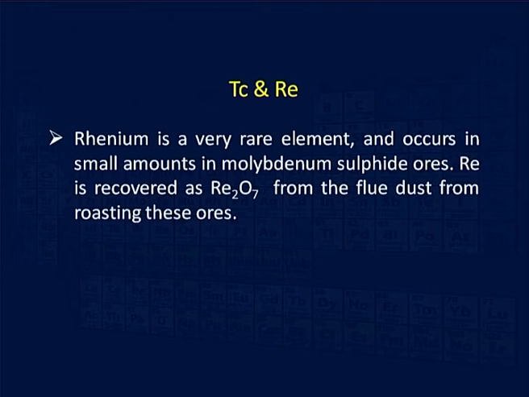Rhenium is a very rare element and occurs in small amounts in molybdenum sulfide ore. Rhenium is recovered as rhenium oxide from the flue dust from the roasting of these ores. It is used to make platinum rhenium alloy, which is used in catalysts for making low lead or lead free petrol. It is also used as a catalyst for hydrogenation and dehydrogenation reactions. Due to its high melting point, it is used in thermocouples, electric furnace winding and in mass spectrometer filaments.